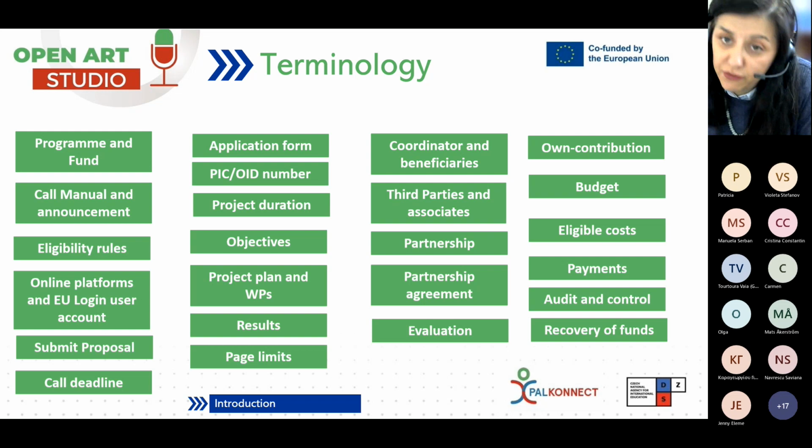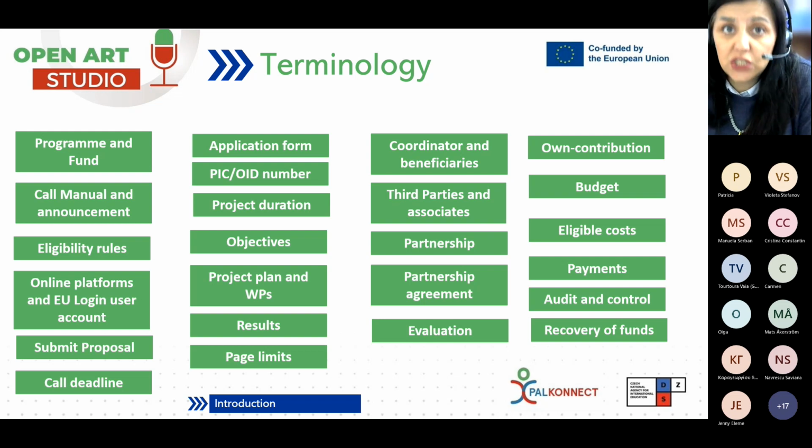Application form. So this is part of the necessary documents in order to submit your proposal. The application form can be an electronic form, can be a specific PDF form, can be a Word form, and so on. It contains some specific questions and parts you need to answer in order to present your idea. PIC or OID number. So these are the numbers that actually are linked to organizations and not to experts.